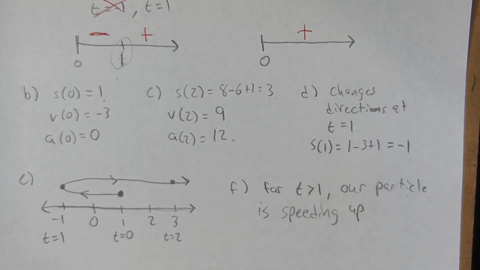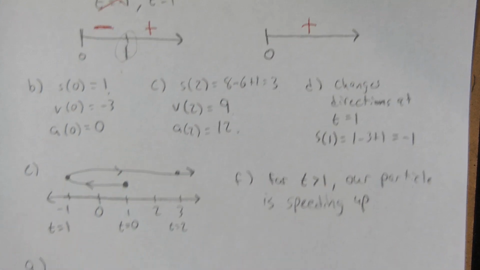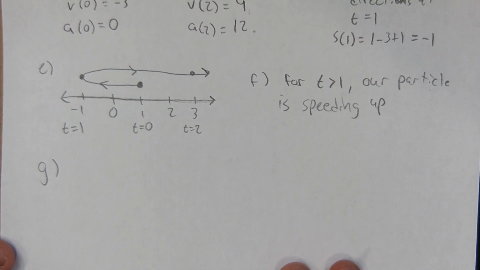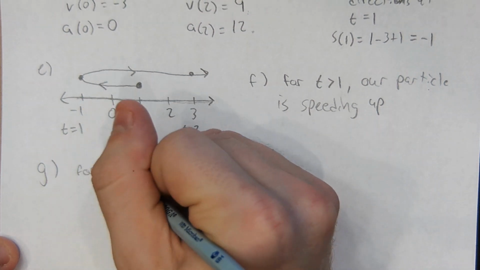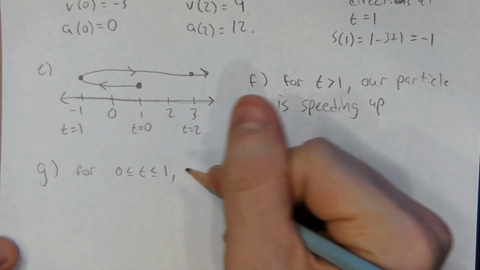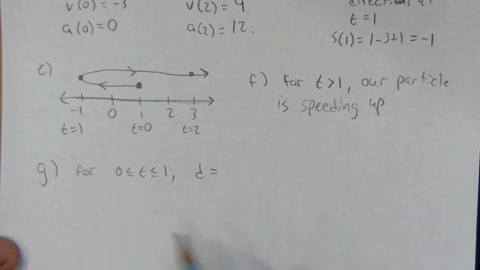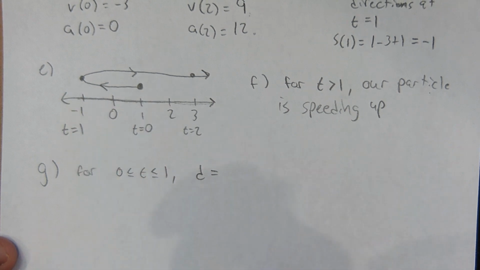And last but definitely not least, part G: what is the total distance traveled from time equals 0 to time equals 2? That means how much distance did we cover in the first 2 seconds? Well, between 0 and 1 second, this was time equals 0, and this is time equals 1. I clearly move to the left 1, 2 units.